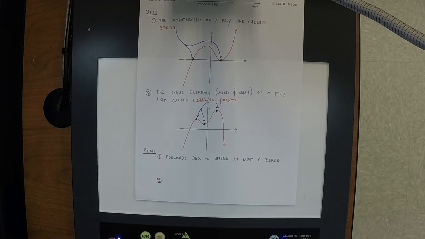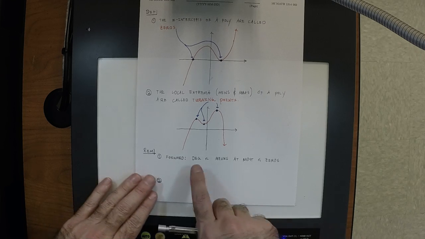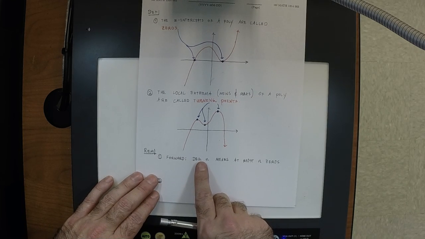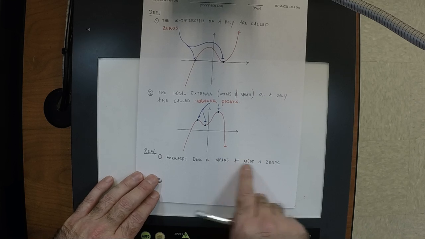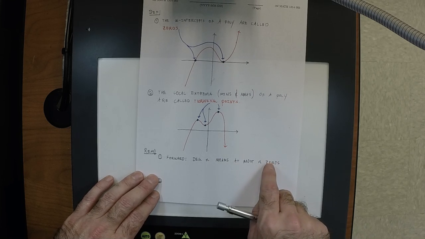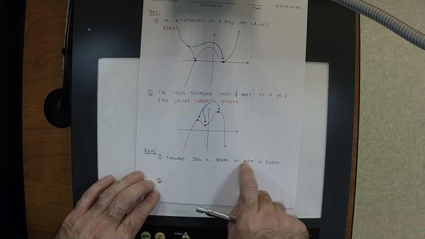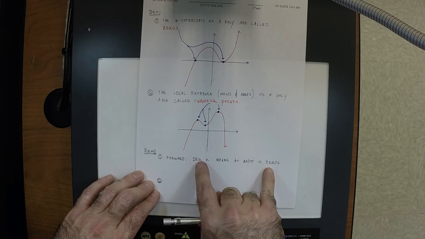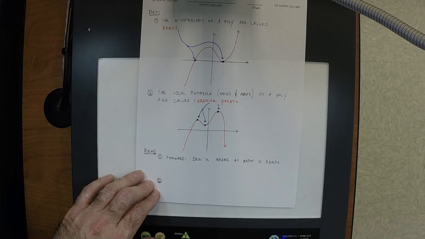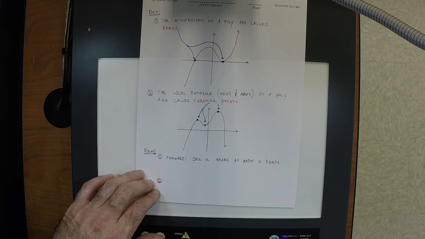So now English, in the study of languages, is an SVO language. What does that mean, SVO? Yeah, so SVO means subject, verb, object. So degree n, the subject, means, that's the verb, at most n zeros. So n zeros is the object, and then here we have at most, which is a quantifier. So now I'm going to switch the position of the subject and the object, and that's going to end up negating the quantification.